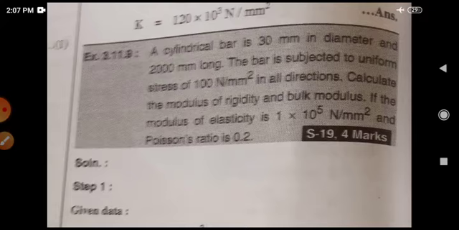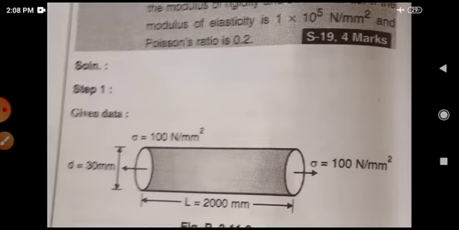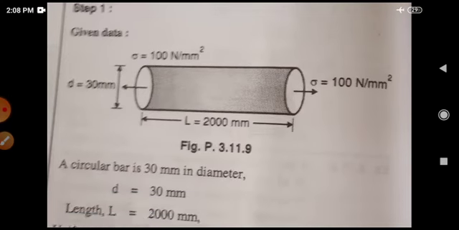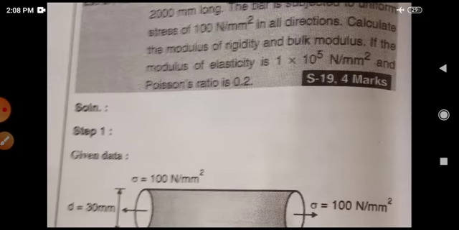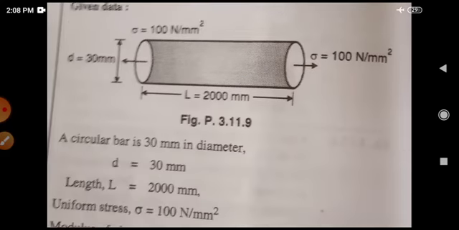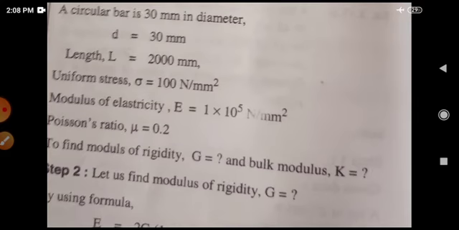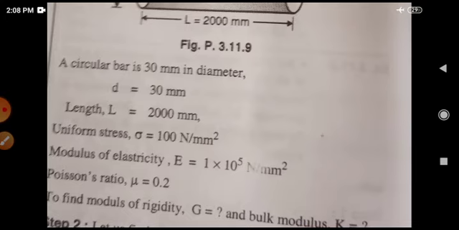What we have to find? We have to find modulus of rigidity and bulk modulus, like the previous problem. Before that, the modulus of elasticity is given, but you need G. So you have to calculate G and K. Let's see which values are given. Uniform stress is given.